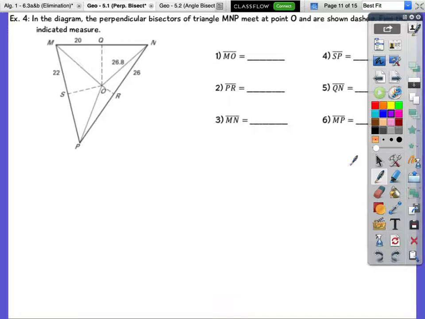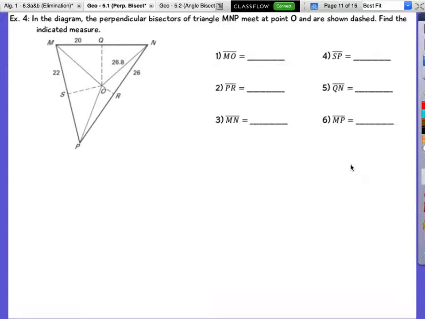So in this diagram, the perpendicular bisectors of the triangle meet at point O and are shown dashed. Hey, stop. I'm discussing a math problem. Yeah, you're not discussing a math problem. So the perpendicular bisectors meet at point O, and they're dashed. If we can find indicated measures here, actually we're going to skip this part for now.